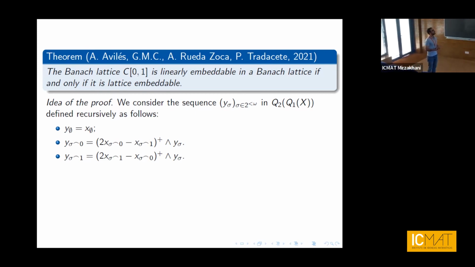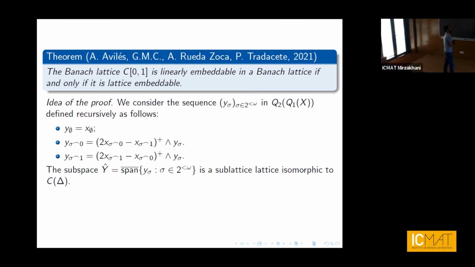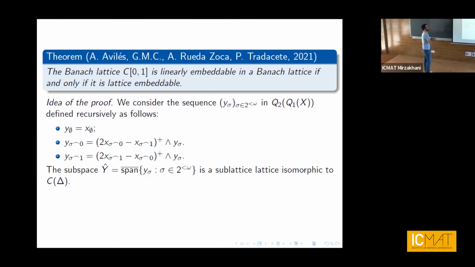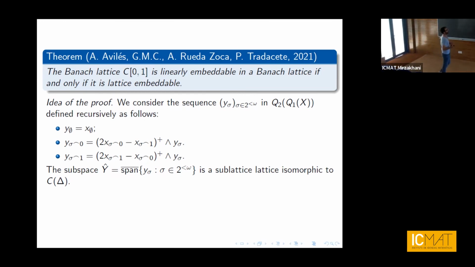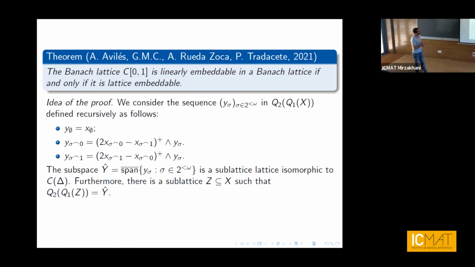As I said before, this family is now going to generate a subspace, which is indeed a sublattice because of this disjointness condition, and this sublattice is going to be lattice isomorphic to C of the Cantor set. So we still have to prove that this space is lattice isomorphic to a quotient of a sublattice of X. This is more or less easy to prove: instead of the functions F sigma that we considered in the first step, we consider a similar perturbation of F sigma using the same formula. Once we consider the sublattice generated by this perturbation, the image of this sublattice gives this white hat.